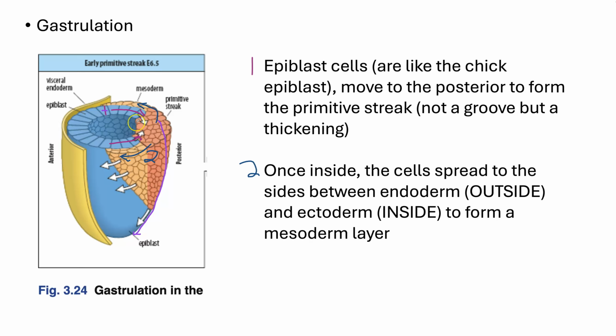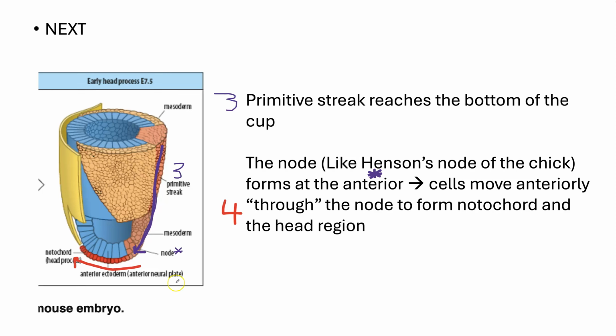But also, once this is formed, some of the cells here start migrating inwardly, and they place themselves between these epiblast cells and the endoderm that's on the outside. So they're sliding themselves in between these two layers, and they're going to be forming a mesoderm layer.